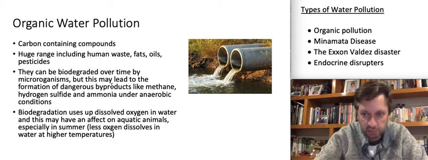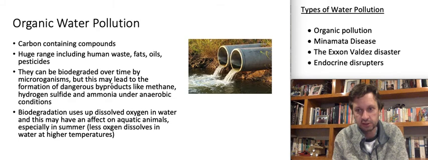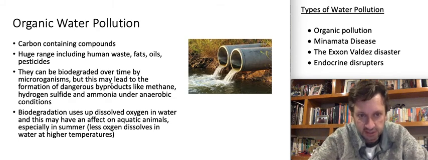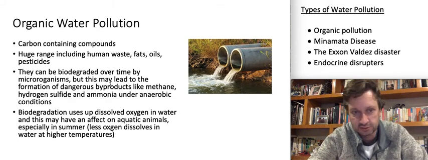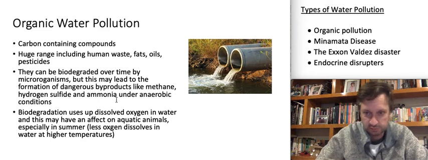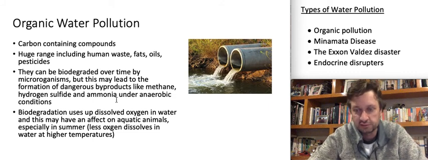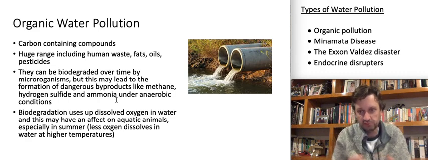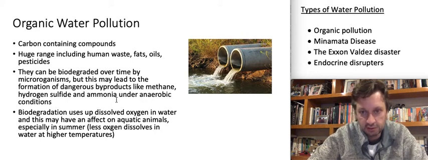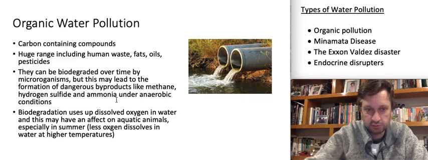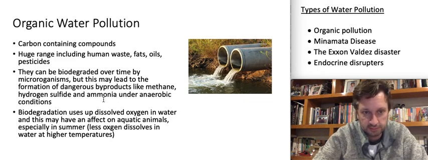Specifically under anaerobic conditions, which means low oxygen conditions, certain bacteria, as they degrade these products, using them as food, produce dangerous byproducts and poisonous byproducts like methane, hydrogen sulfide, and ammonia, which can kill wildlife living in the water body. So you might be familiar with these pictures of huge die-offs of fish. And that's very often due to the release of these products by certain bacteria.